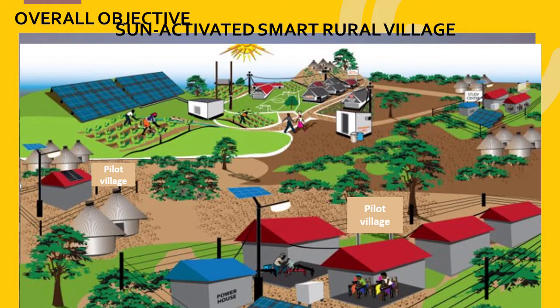So our overall objective from the three specific objectives is to change this village into a coming sun-activated smart rural village, which will have better irrigation, better electricity, and better production to have a very smart rural village.